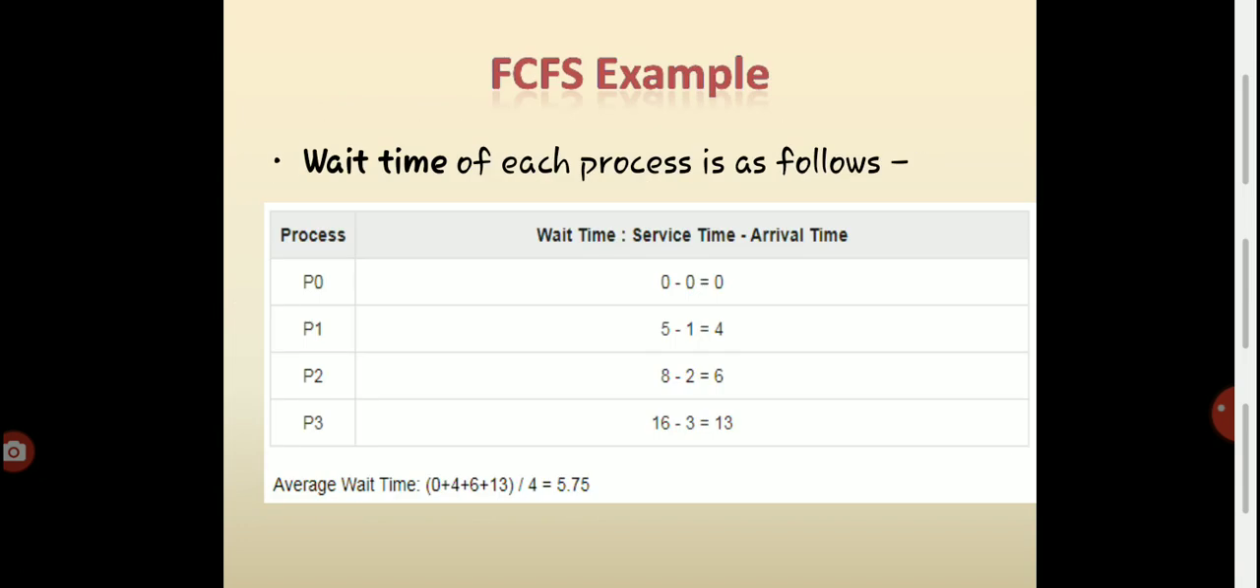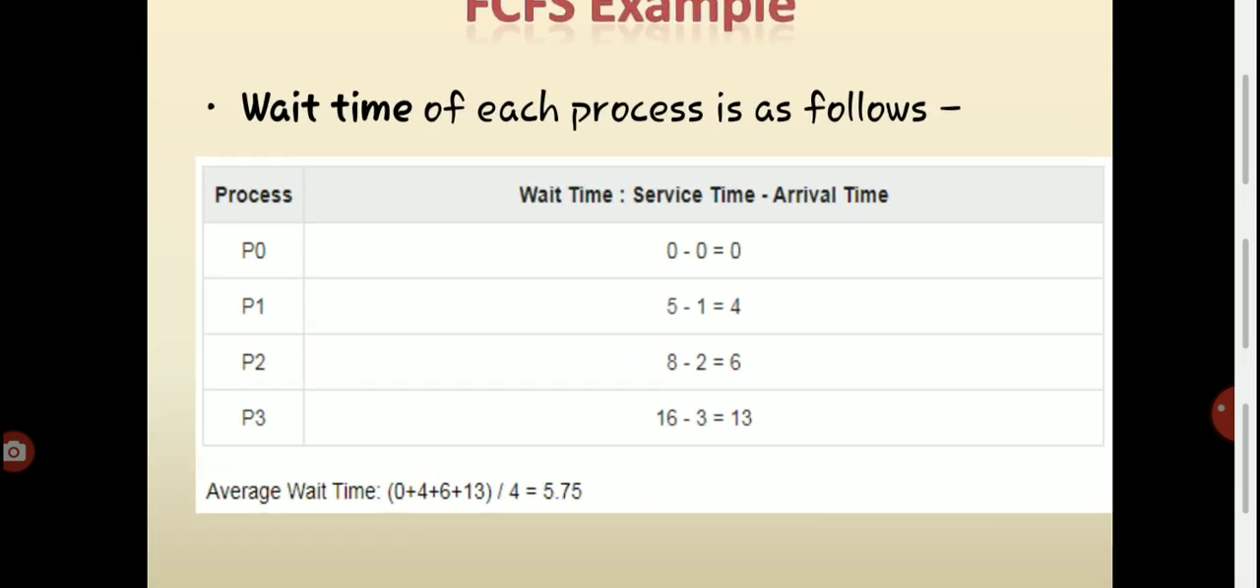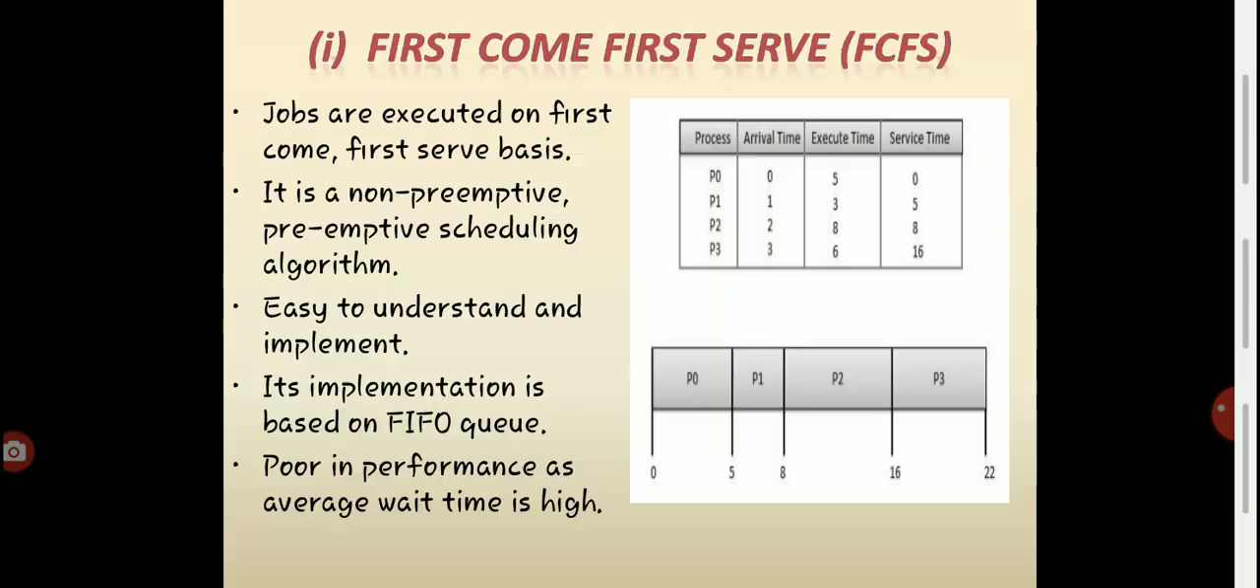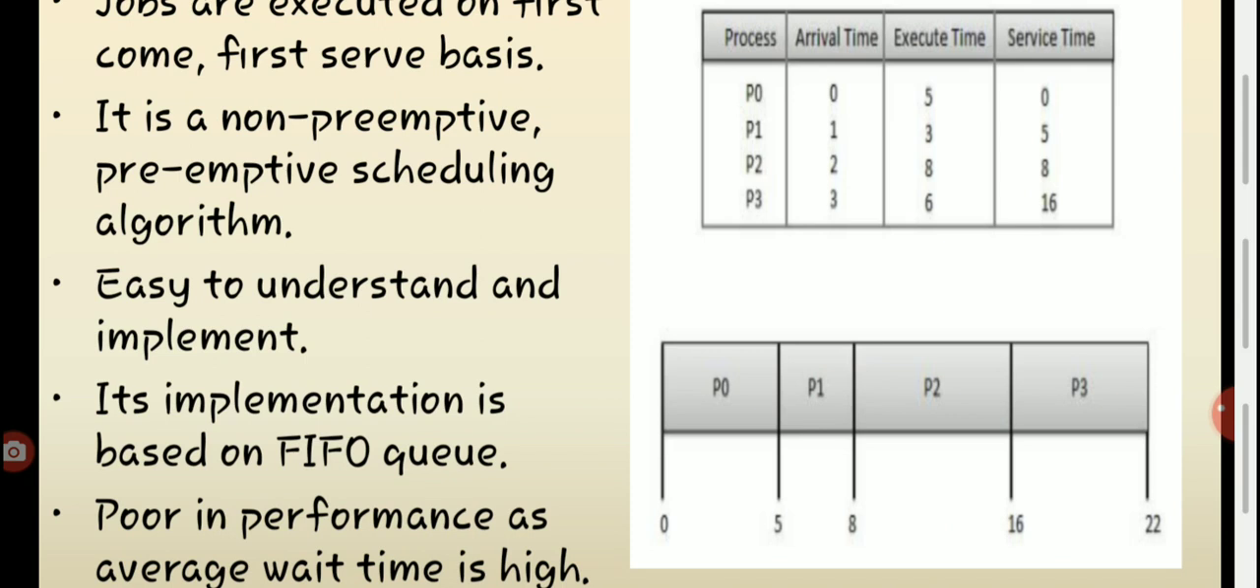The first come first serve. Here we just count the waiting time of the processes. Waiting time is just calculated by service time minus arrival time. Okay, so see here, 0 minus 0 for the first one. Service time minus arrival time is 0 minus 0.